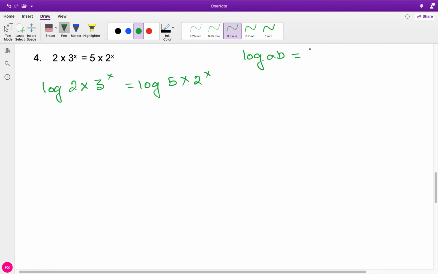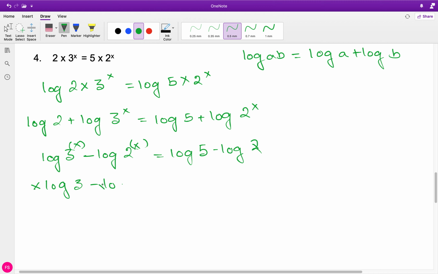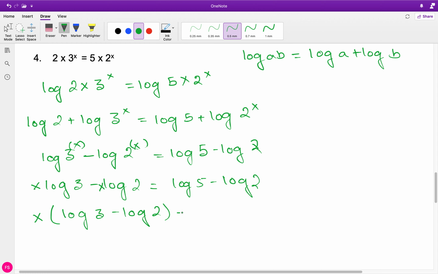So this side, you can actually move this x to the front. So I will have x log 3 minus x log 2 equals log of 5 minus log of 2. This side you can actually take out the x because x is common in both of these terms. So I'm going to use a bracket. x times log of 3 minus log of 2 equals log of 5 minus log of 2.